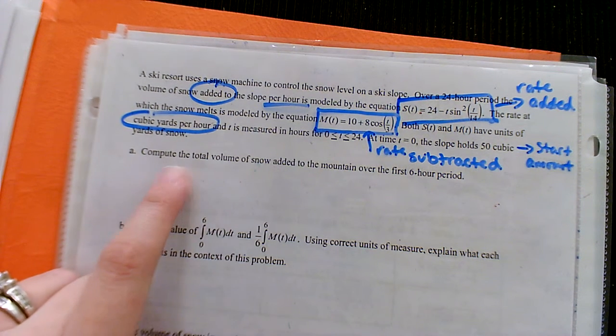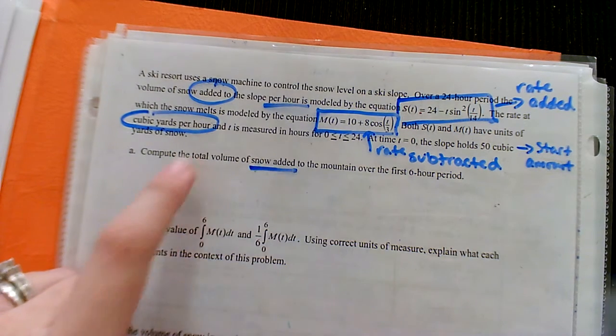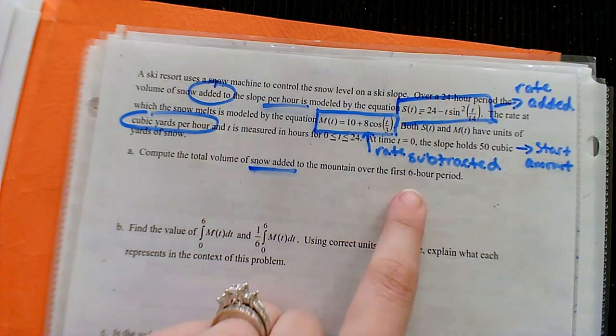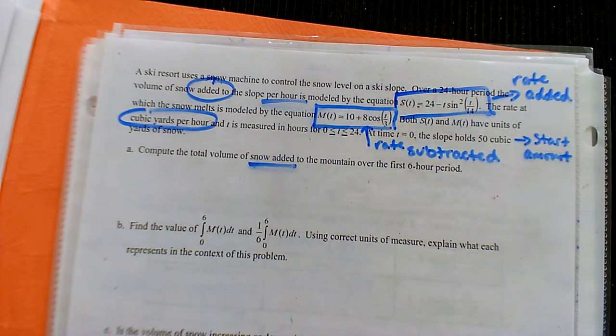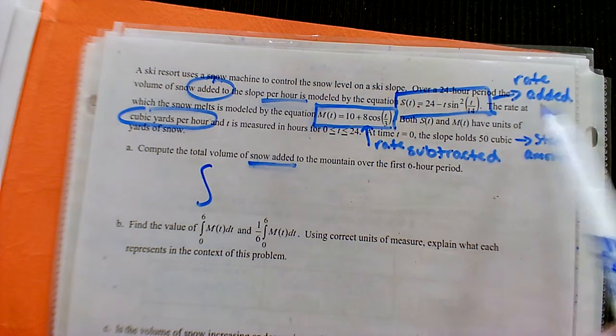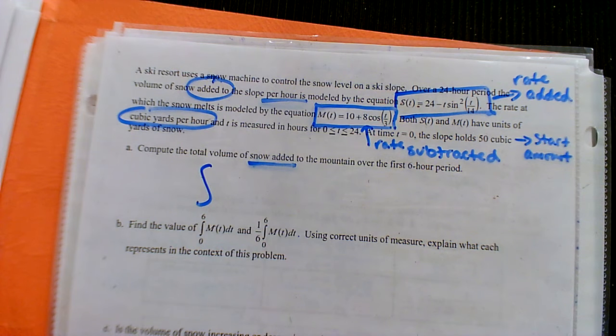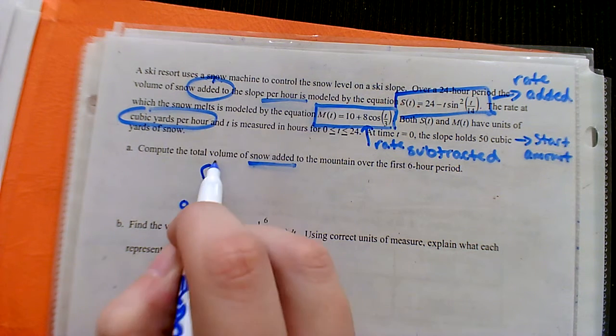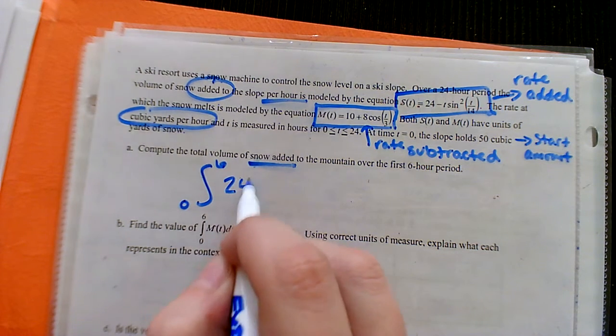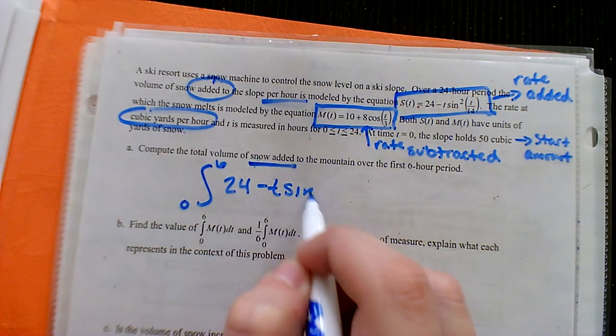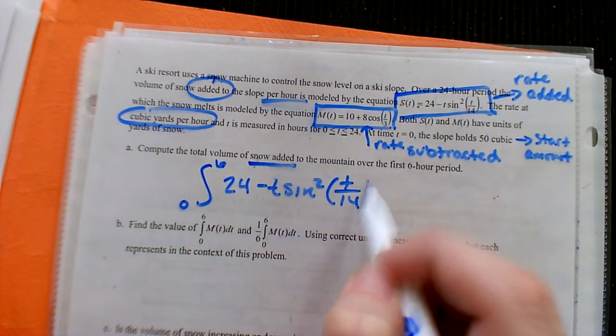All right, let's try A. Compute the total volume of snow added, just snow added, to the mountain over the first 6-hour period. How might you want to tackle that? There we go. Integral, so this was the rate at which it was being added. If we work backwards from a rate, that'll give us a change in amount. During the first 6-hour period would be 0 to 6. So 24 minus t sine squared of t over 14.